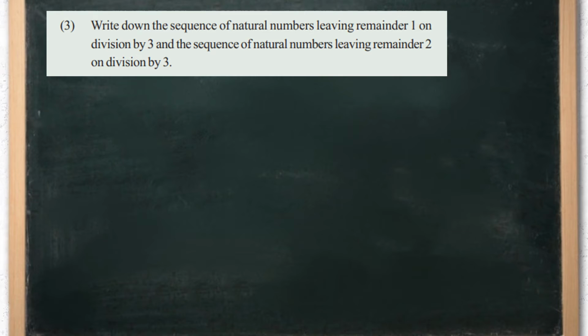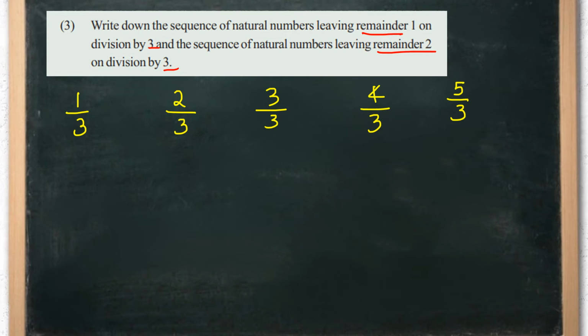Here's the third question. Write down the sequence of natural numbers leaving remainder 1 on division by 3. And the sequence of natural numbers leaving remainder 2 on division by 3. First of all, let us divide natural numbers by 3. Natural numbers are nothing but 1, 2, 3 and so on. 1 by 3, 2 by 3, 3 by 3, 4 by 3, 5 by 3, 6 by 3, 7 by 3, 8 by 3, 9 by 3 and 10 by 3.